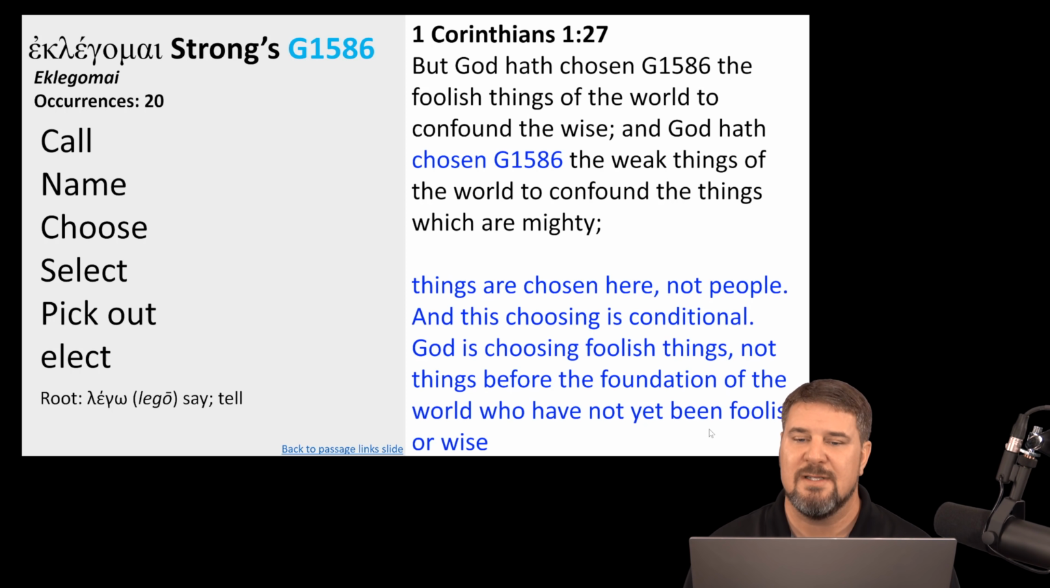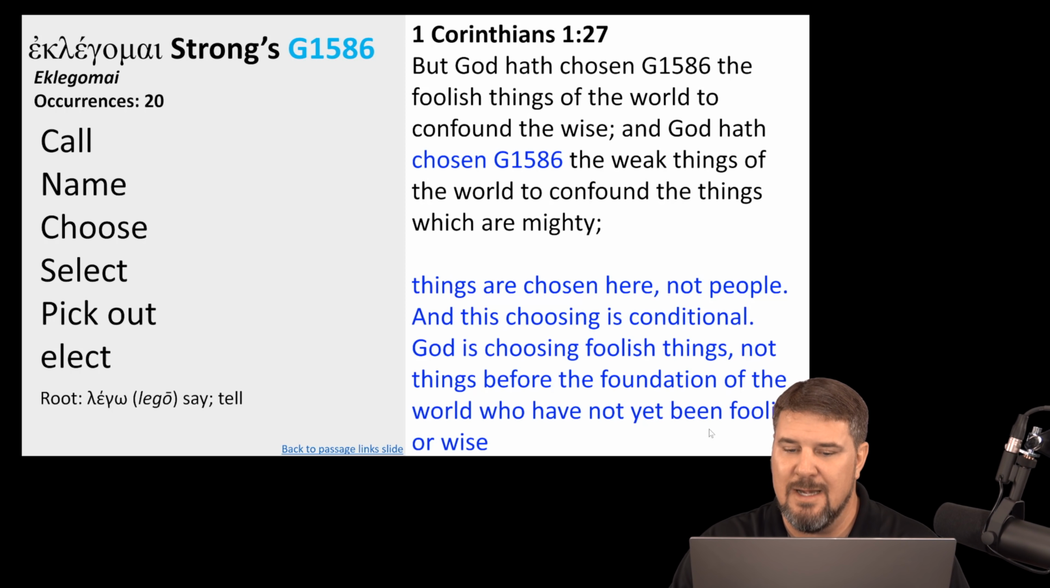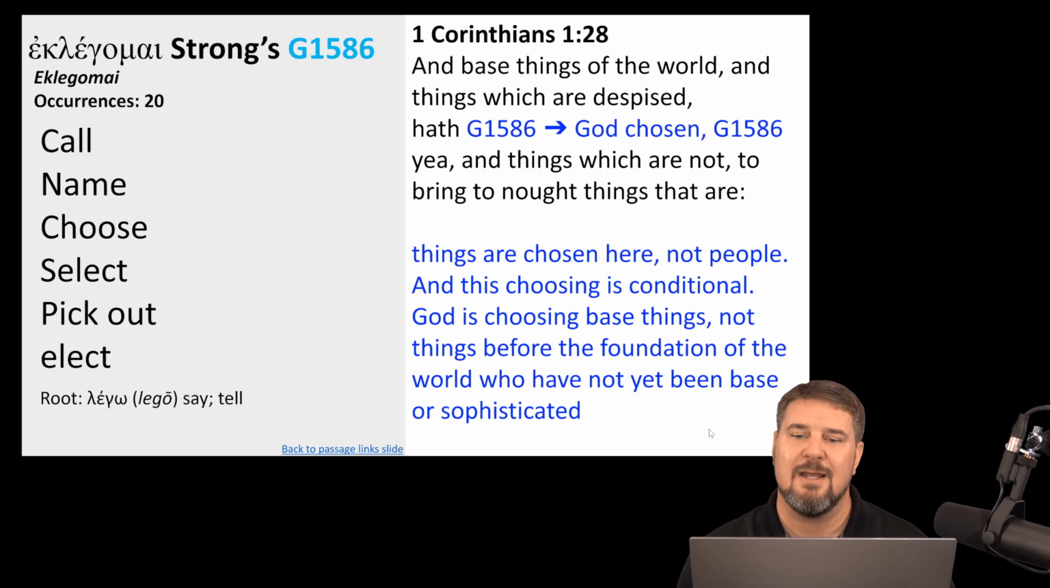1 Corinthians 1:27, but God hath chosen the foolish things of the world to confound the wise, and God hath chosen the weak things of the world to confound the things which are mighty. So things are chosen here, not people, and this choosing is conditional. God is choosing foolish things, not things before the foundation of the world that have not yet been foolish or wise. But he's choosing foolish things, very conditional, very non-Calvinistic.